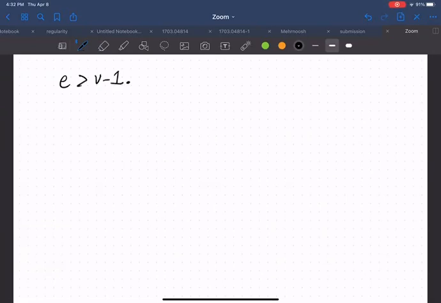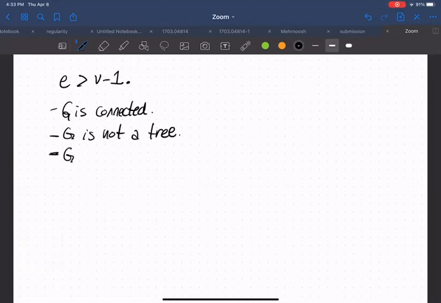Okay. So G is connected. But because E is bigger than V minus 1, it has too many edges. G is not a tree. It has too many edges to be a tree, but that means G has cycles. It has at least one cycle. Let's call it C.